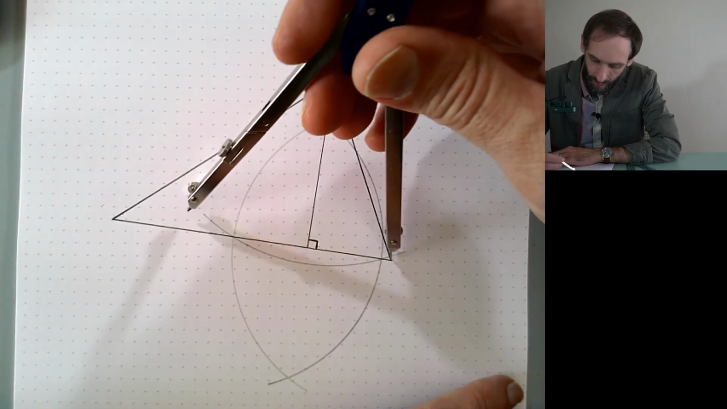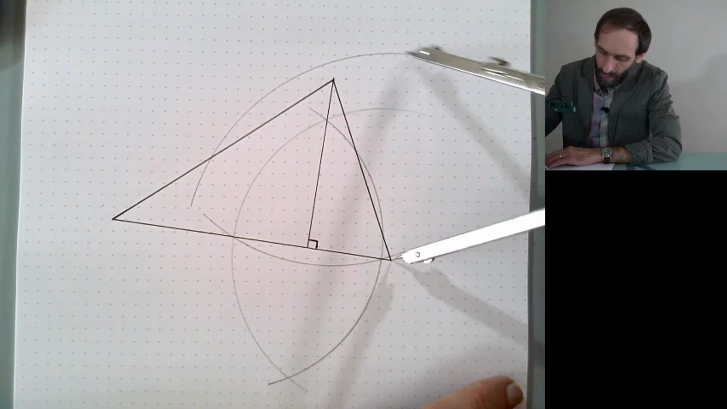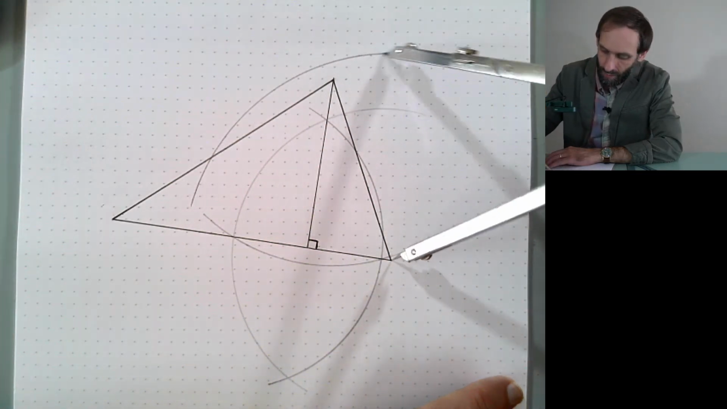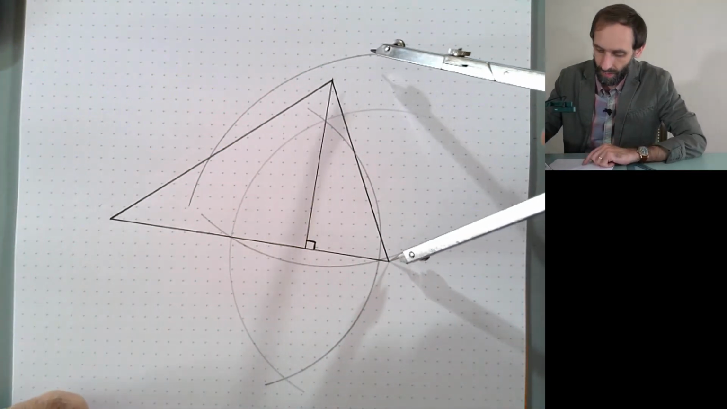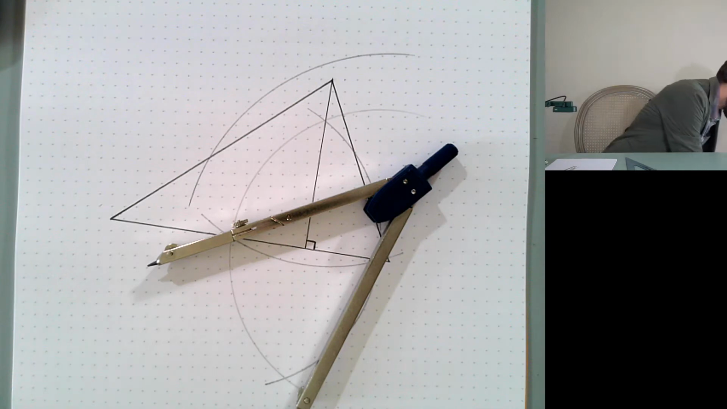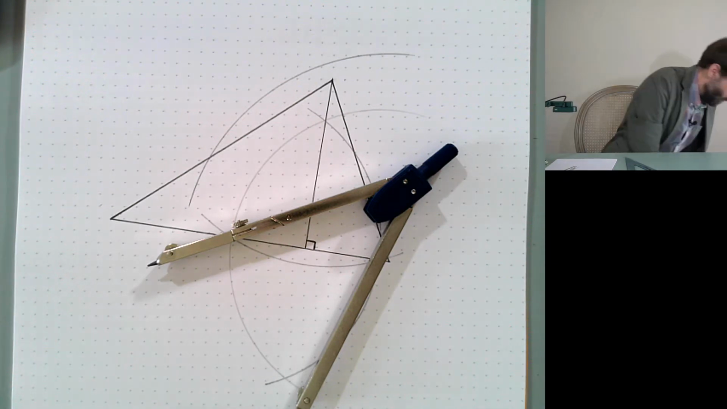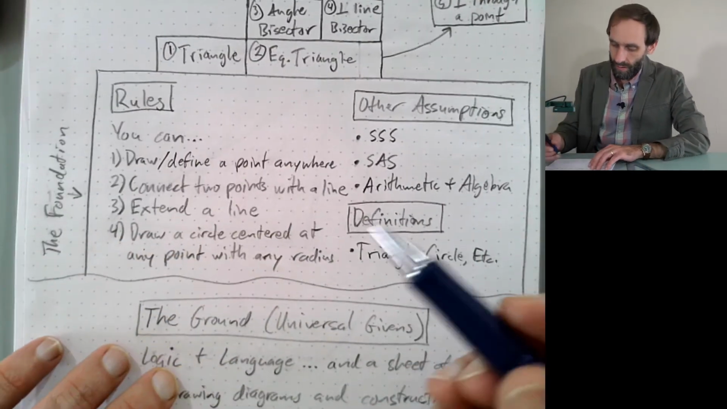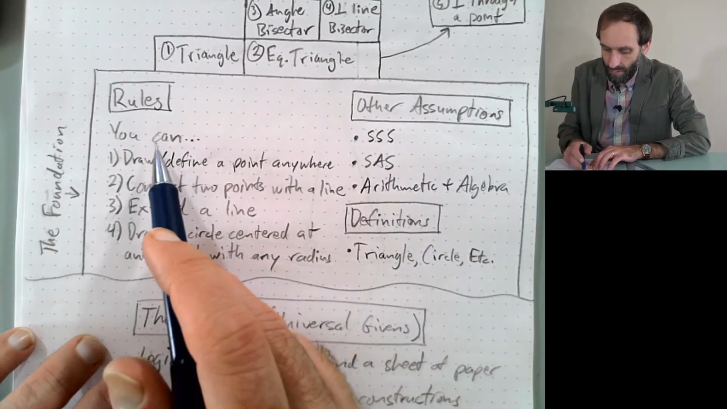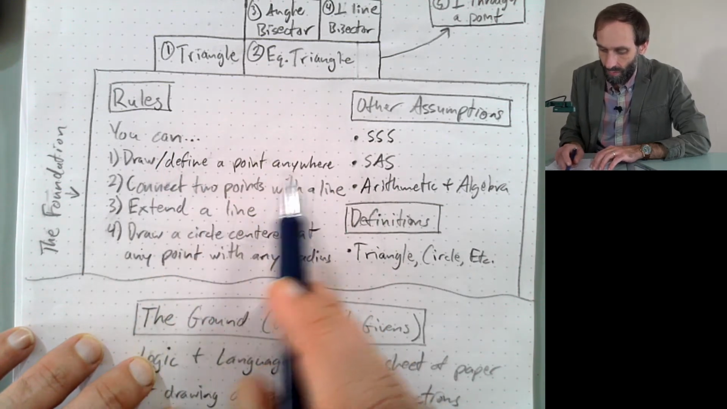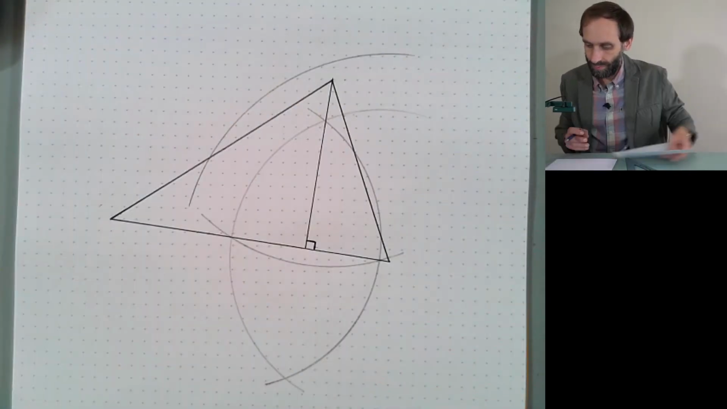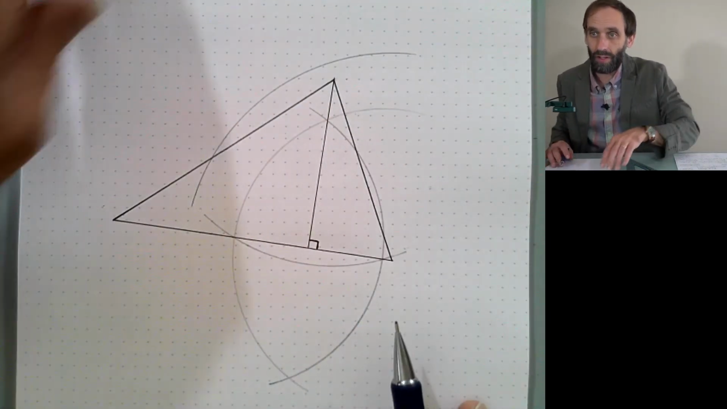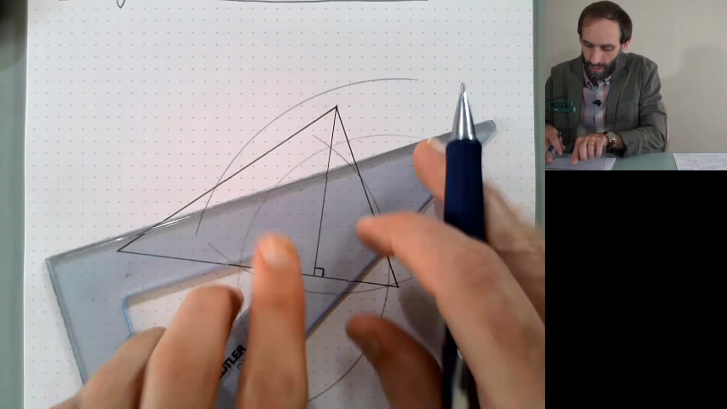So while that might seem like a problem at first, you may recall that one of our rules says we can extend any line. In fact, let me grab the foundation here, the diagram of our axiomatic system. So here's the diagram, and we see the foundation, and the rules are draw or define a point anywhere, connect 2 points with a line, and number 3 says extend a line. So I have this side of the triangle here. I can go ahead and extend it. I can make it longer.